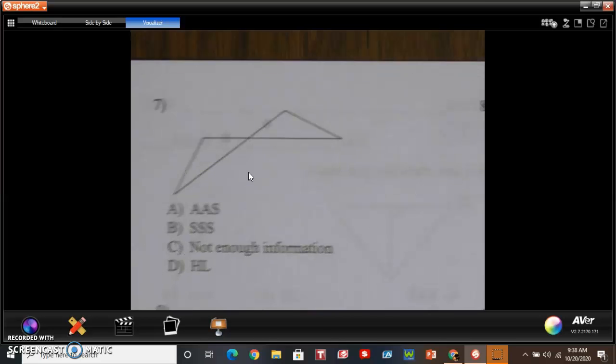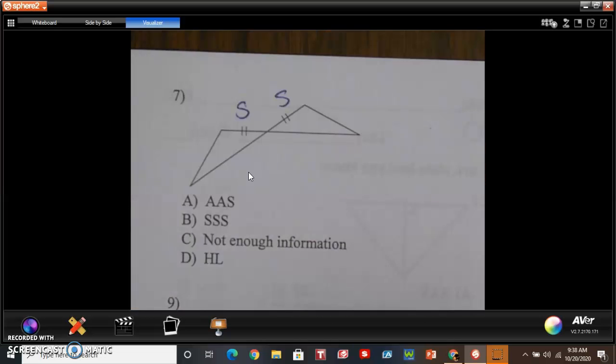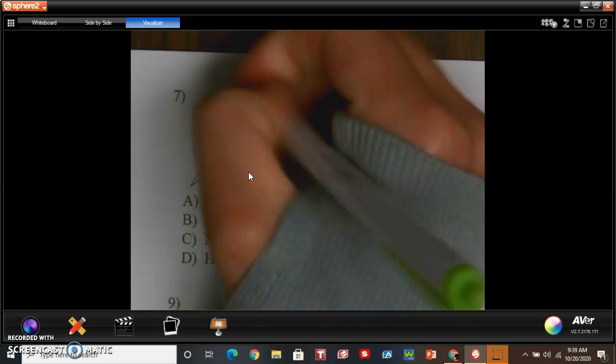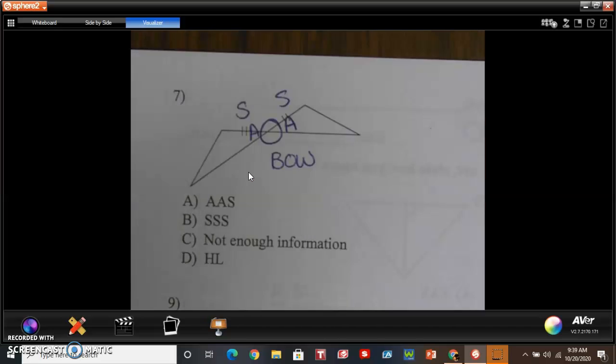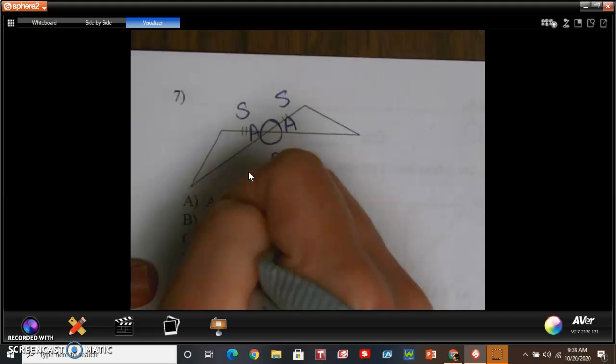So looking at number 7 right here, let's see what we have. We have 2 dash marks, which means they match. So we have sides. And we have a bow tie, which means we have angles. But do we know anything else? No, we do not. We do not have enough information here because we're only given 1 side and 1 angle on each triangle, and that is not enough, so not enough information.